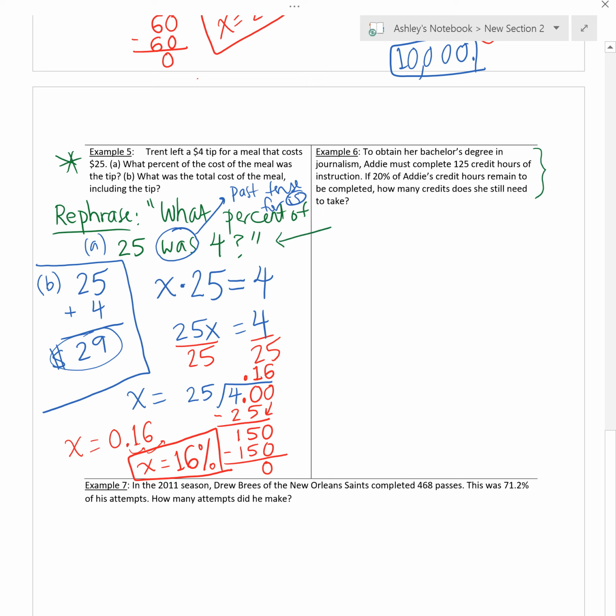It kind of helps, though. I wouldn't, as you read it, try to write things down. Maybe read it, just make sure it makes sense, and then maybe reread it and try to write things down. So I'm just going to go ahead and read it.